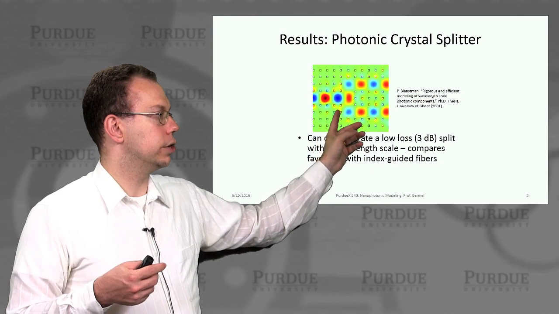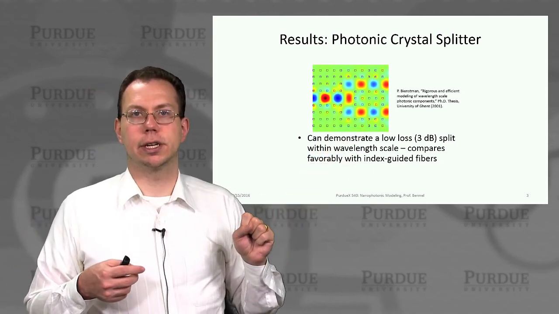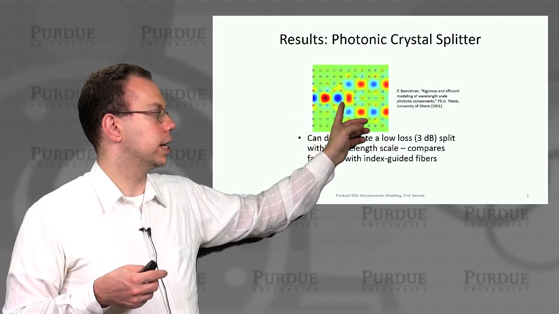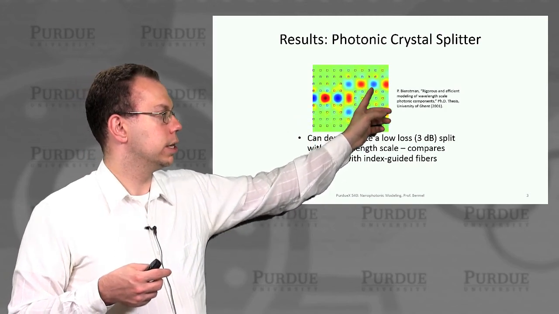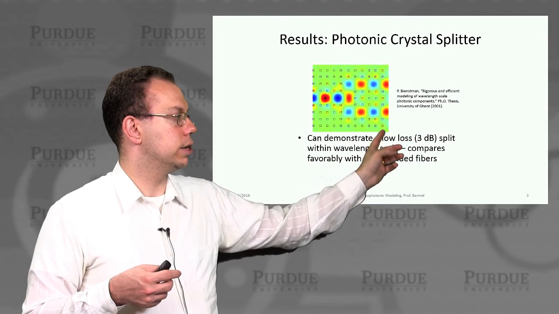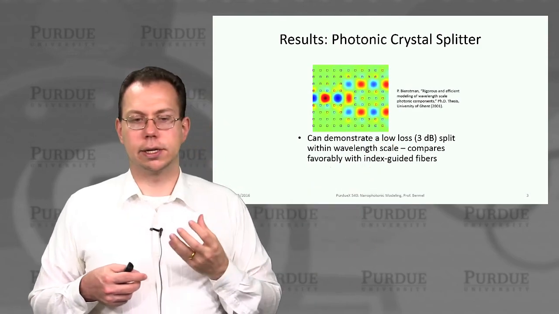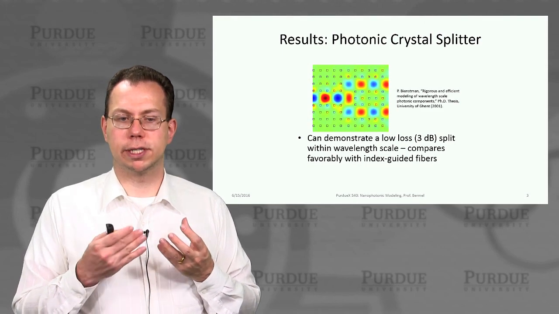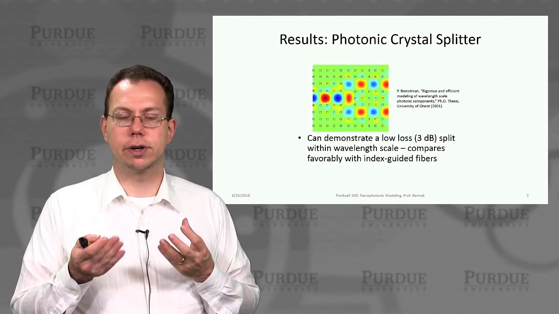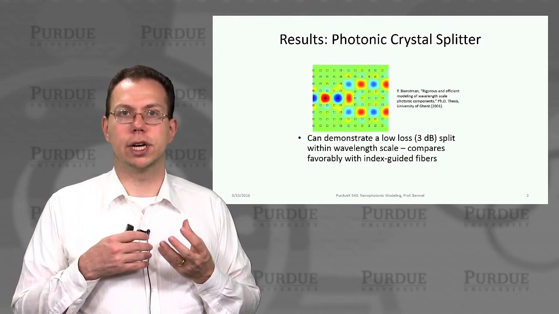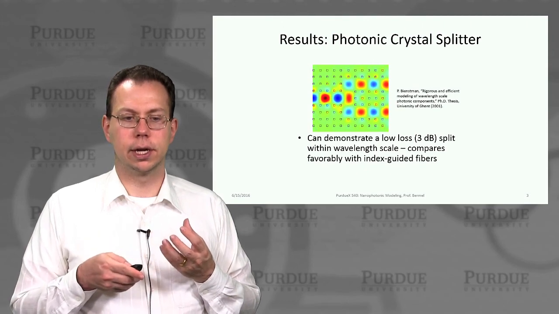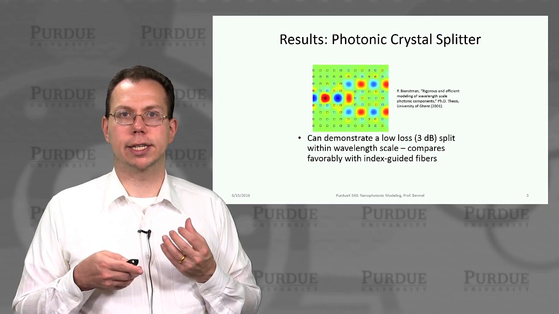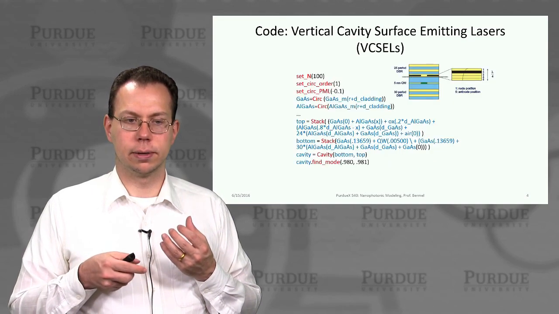And this is actually shown in the PhD thesis that I mentioned earlier from Peter Paintsman. It actually shows that for this photonic crystal waveguide splitter, you can get the light split into two different branches. And you can also have very low loss, and you can quantify that loss more precisely by looking at the numerical output, but it corresponds to loss of less than 3 decibels. So that is comparable or even better than a lot of index-guided fiber splitters.